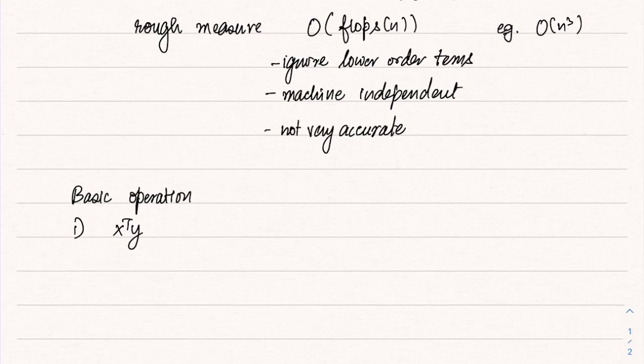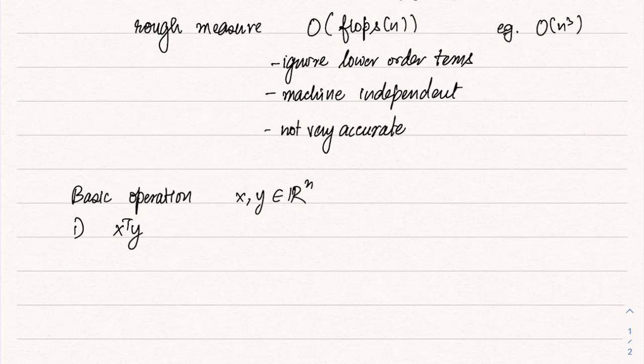X and y are two vectors in Rn, and we want to calculate x transpose y. How many operations are required? You can easily see here that I have to multiply xi with yi, so those are n multiplications, and then I have to add all of them.